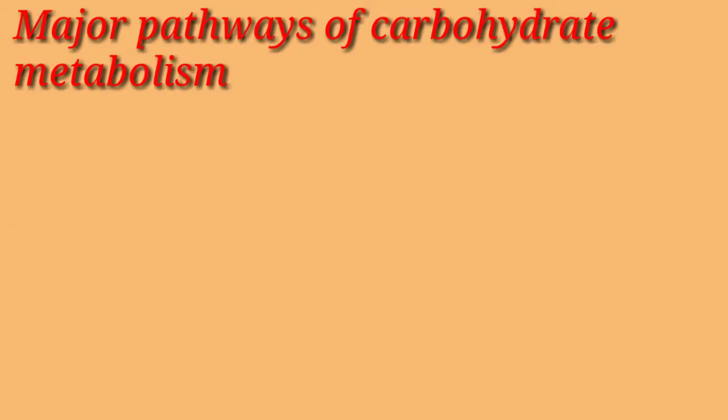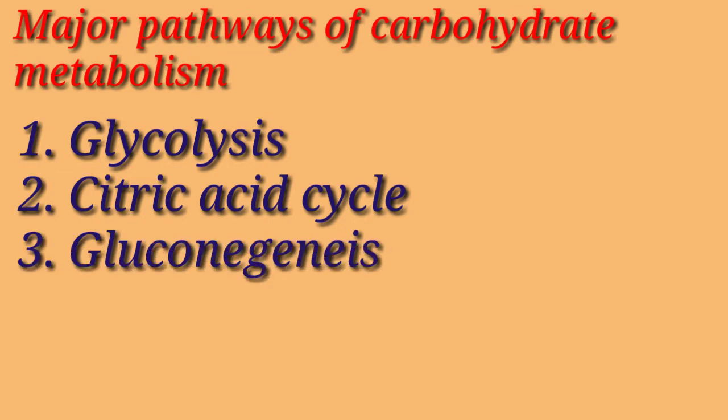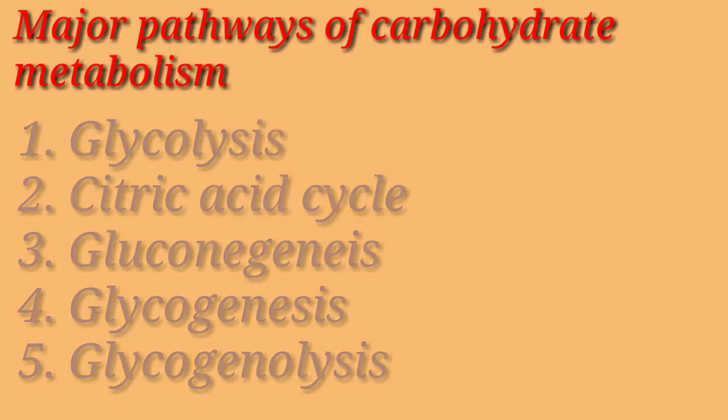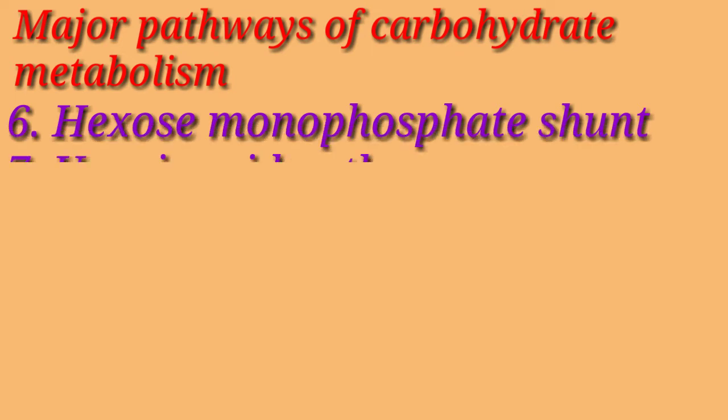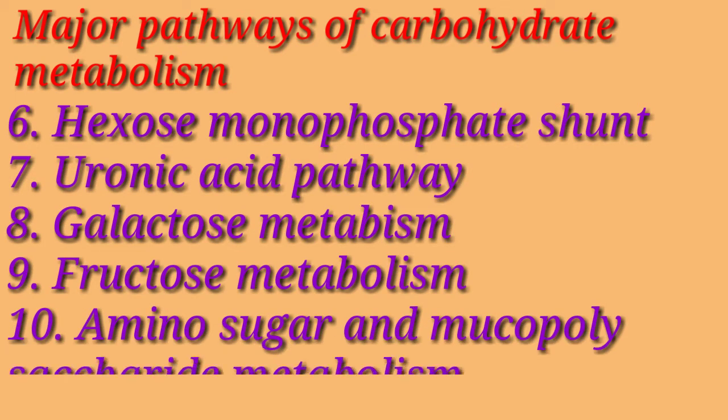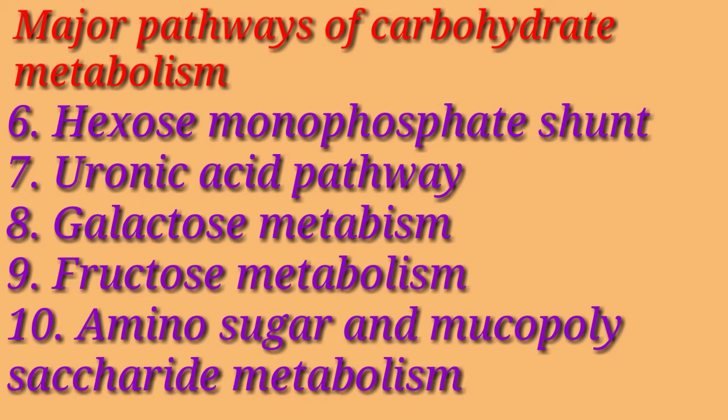Major pathways of carbohydrate metabolism are glycolysis, citric acid cycle, that is also known as Krebs cycle, gluconeogenesis, glycogenesis, glycogenolysis, hexose monophosphate shunt, uronic acid pathway, galactose metabolism, fructose metabolism, and amino sugar and mucopolysaccharide metabolism.